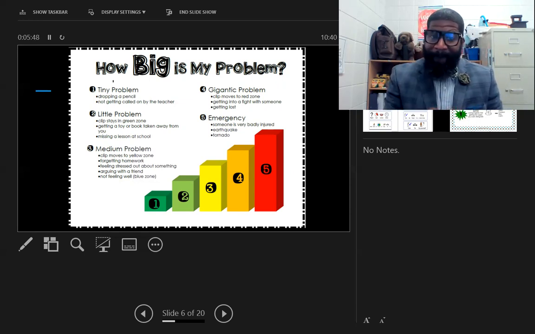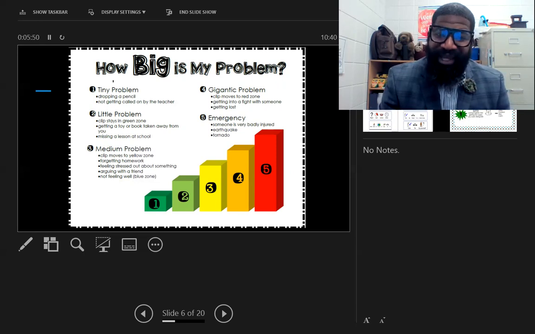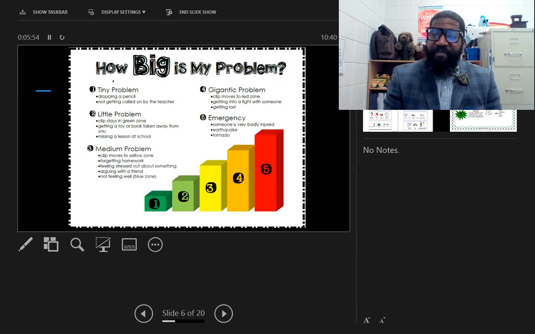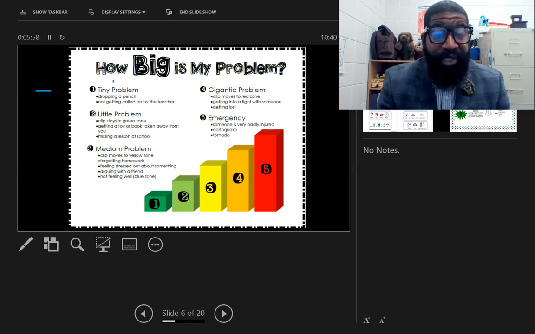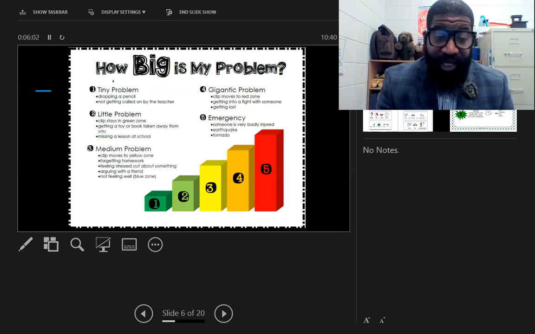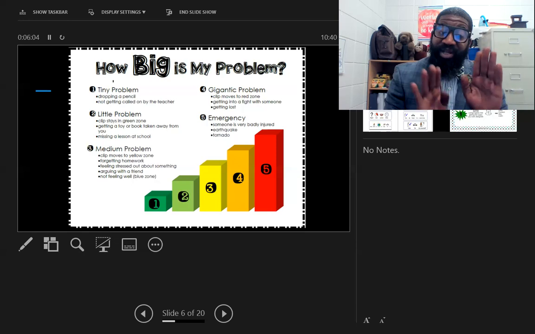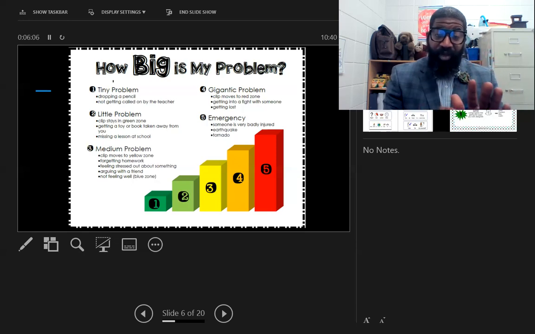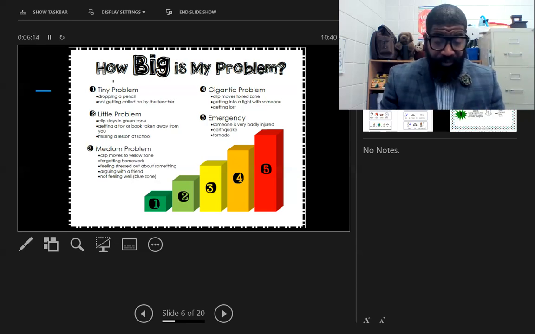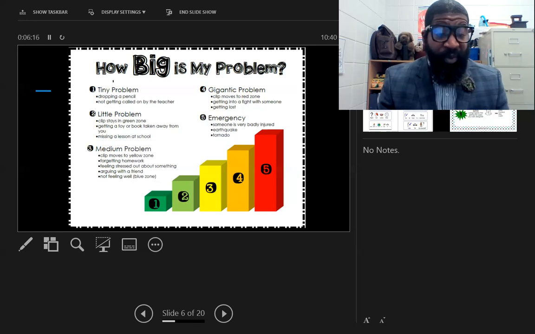We're still working well. Okay, you get a toy taken away from you. You're missing a lesson at school. Okay, we're still green though. We can still focus on that. All right. Now 3 is a medium problem. This is when we start going into the yellow zone. When we go in the yellow zone, we know we need to slow down. All right, we're starting to lose control. Okay, forgetting homework, feeling stressed about something, arguing with a friend, or maybe you're not feeling well.